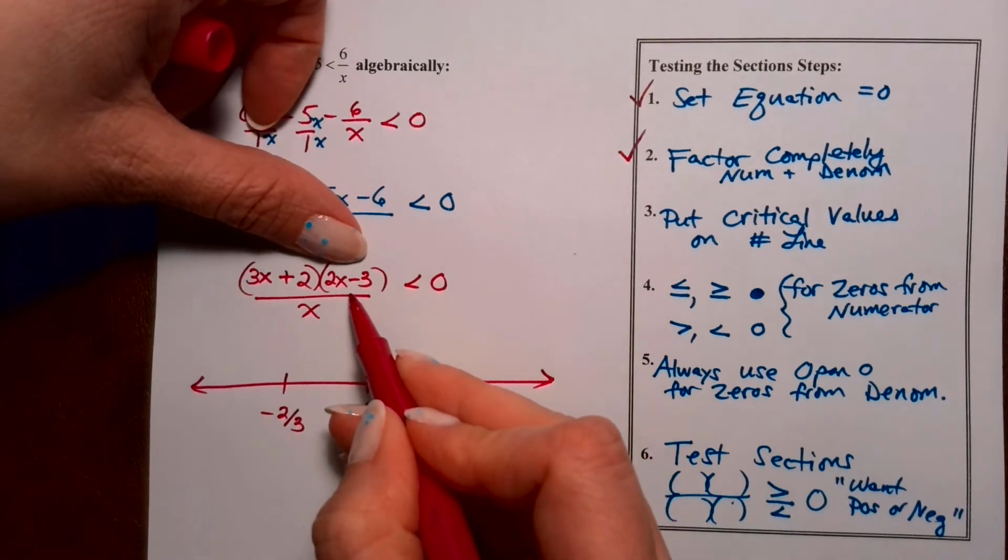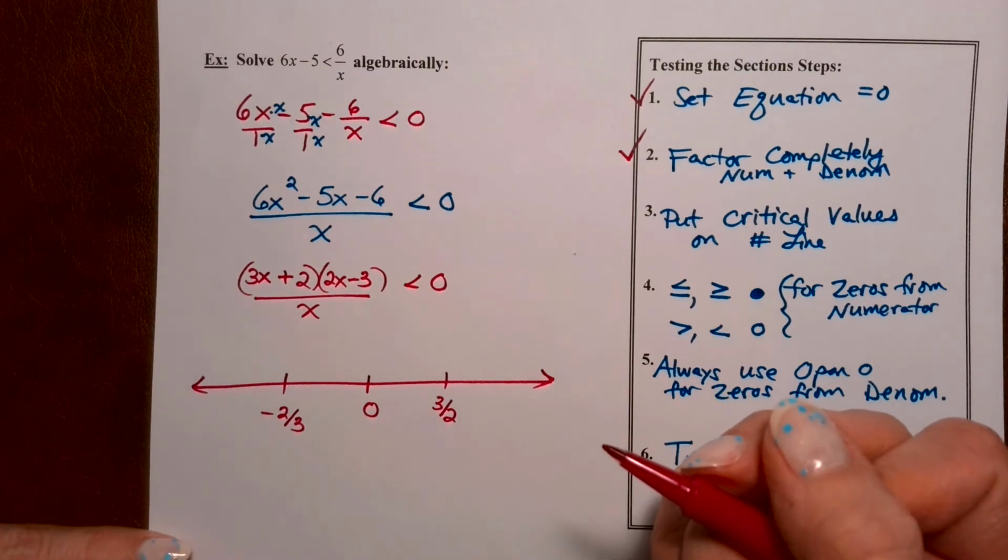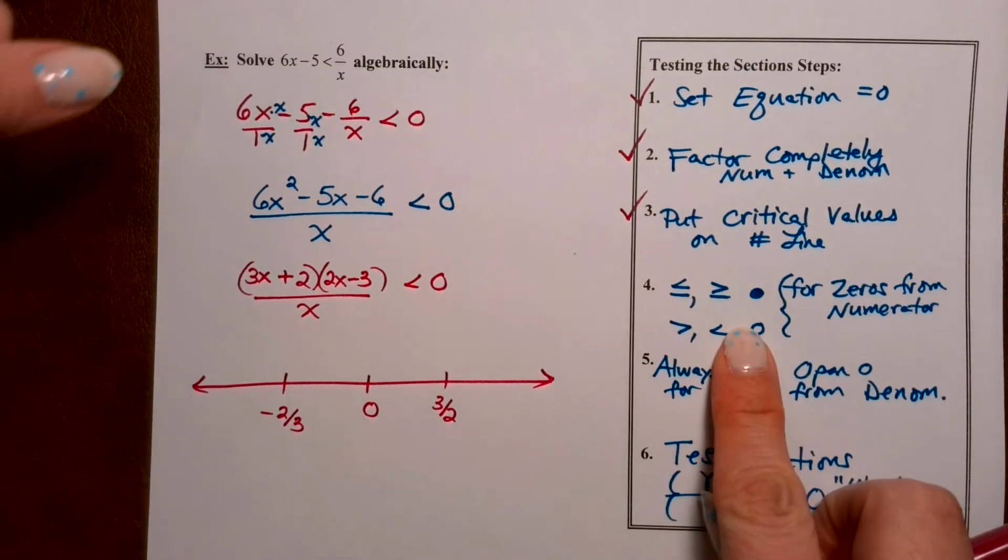And this critical value is 3/2. Okay, all right, check. Number 4.